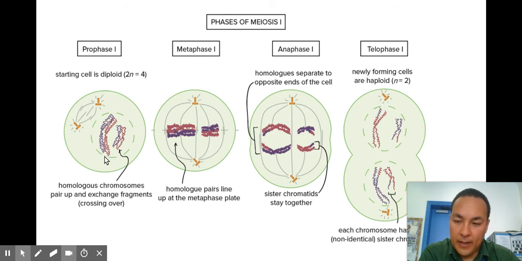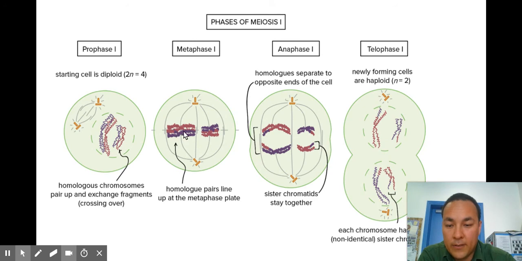So here's my homologous pair. Here's another homologous pair. They're going to line up. This will be completely random. This is another point of genetic variation. This is called independent assortment, or it's also called the random assortment of homologs.